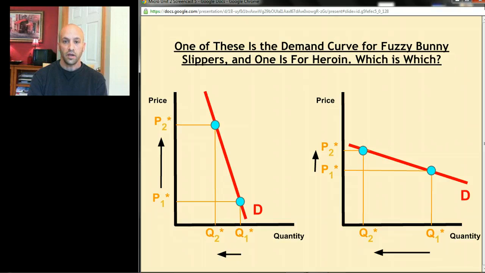Maybe this will help you out. Look on the left-hand side. Notice here that the price, as we move from one point to the other point on the demand curve, is going way up. Big increase in price. Notice what happens to the quantity demanded. Relatively small change there. On the other hand, in the graph on the right, notice that when the price goes up just a little bit, the quantity demanded goes down a lot. Does it help you out?